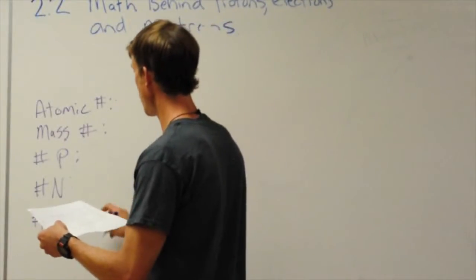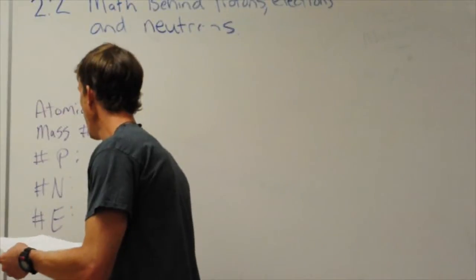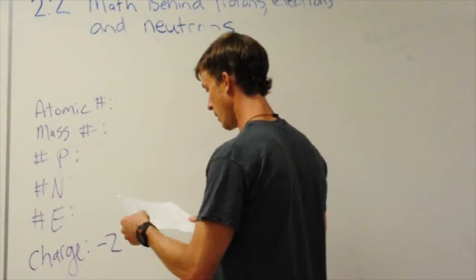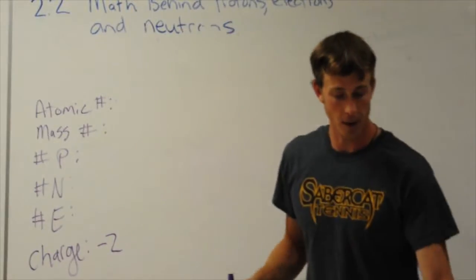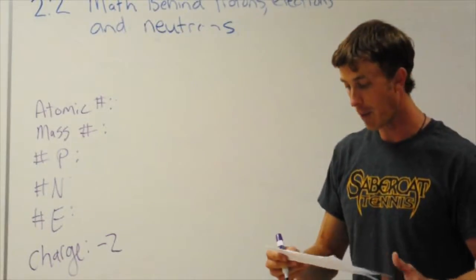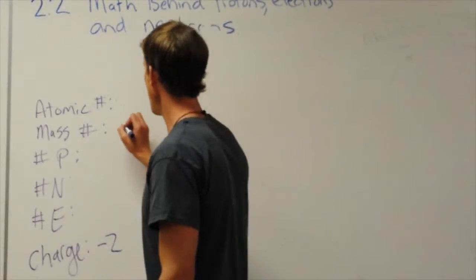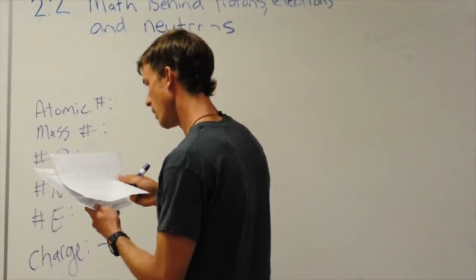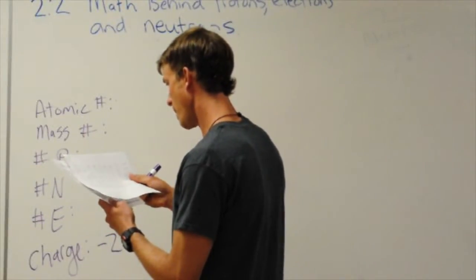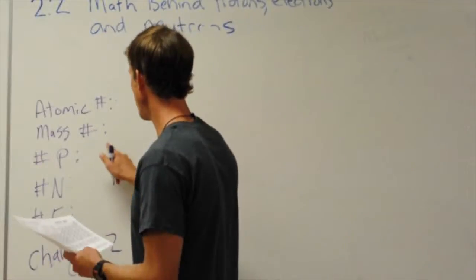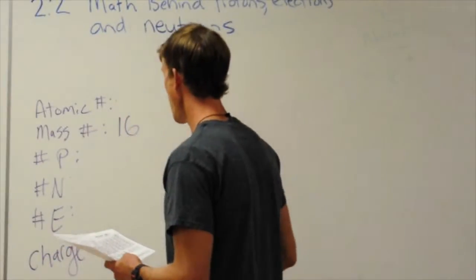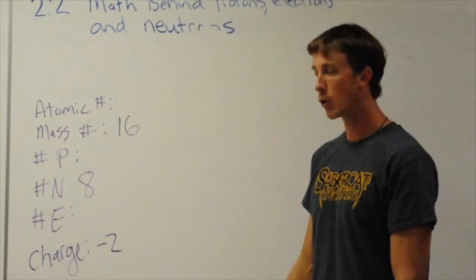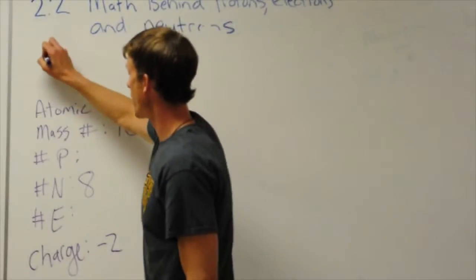I'm going to give you the charge. So the charge we could actually put down here. Let's say the charge is -2. And I'm going to give a different one than the periodic table tells you. The mass number is 16. And the number of neutrons is 8. So you've got to figure out everything else, okay? So that means you've got to actually know the element too.